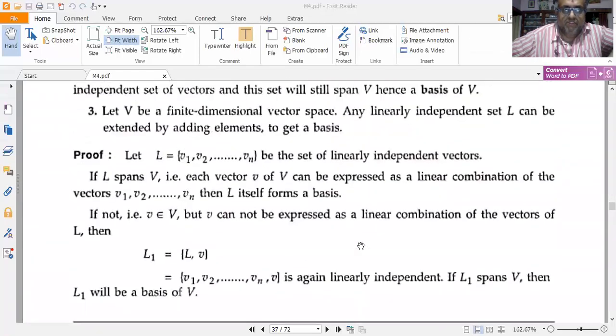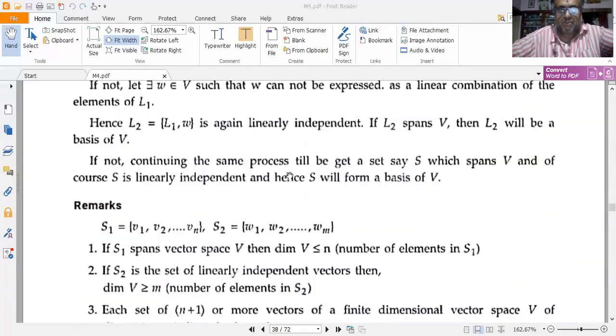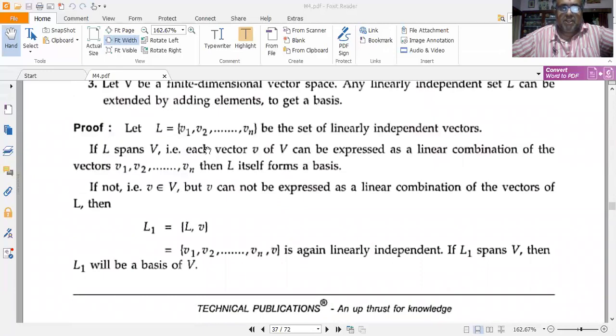Now we shall go for the third one. Let V be a finite dimensional vector space. We call it FDVS usually. So let V be a finite dimensional vector space. Then any linearly independent set L can be extended by adding elements to get a basis. So let L be equal to v1, v2, etc., up till vn, be the set of linearly independent vectors.